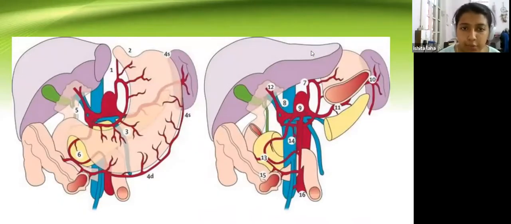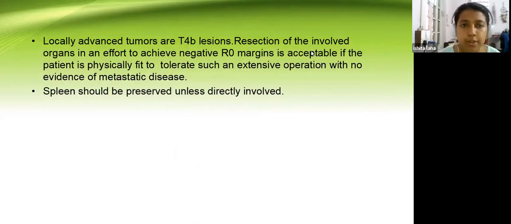These are the various lymph node stations. Locally advanced tumors are T4b lesions, and resection of the involved organs in an effort to achieve R0 margins is acceptable if the patient is physically fit to tolerate such an extensive operation with no evidence of metastatic disease. The spleen should be preserved unless directly involved, as has been the evidence from various studies.